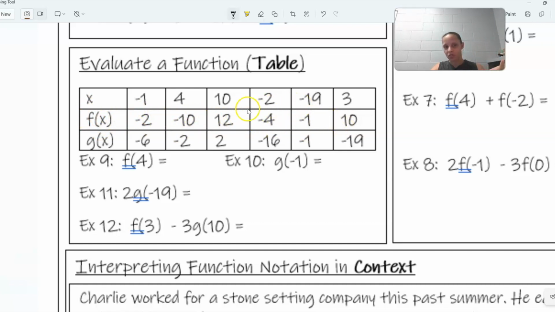Or you can think of it as a y equals. These are my x, my input. So x is my input. This is my output for f, and this is my output for g once I put in the x values. All right, so that's a mouthful. So let's go ahead and do some examples.